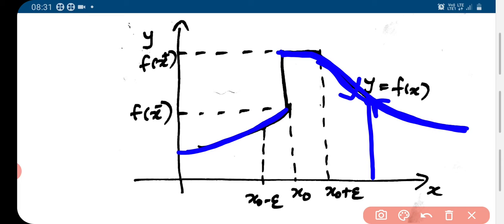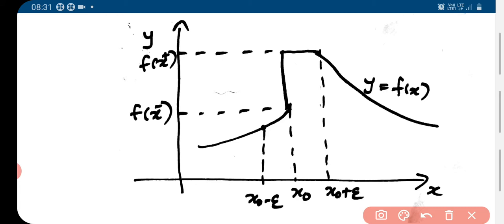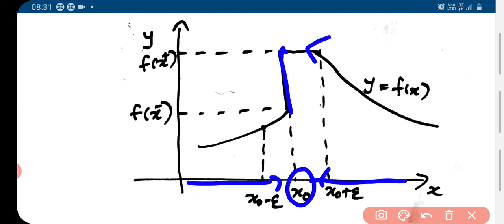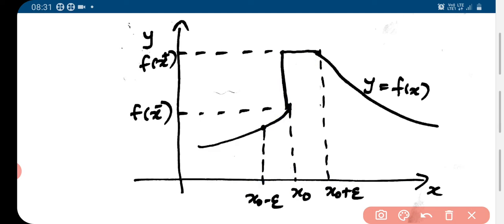The problem comes at the point of discontinuity. See here, for this value of x, this is discontinuous, because if you are coming from this side, it converges to this point. But if you are coming from here, the function steadily increases and comes to this point. At x0, we cannot say what the value of f of x is. If you are coming from right, it will take this value. If you are coming from left, it will take this value.